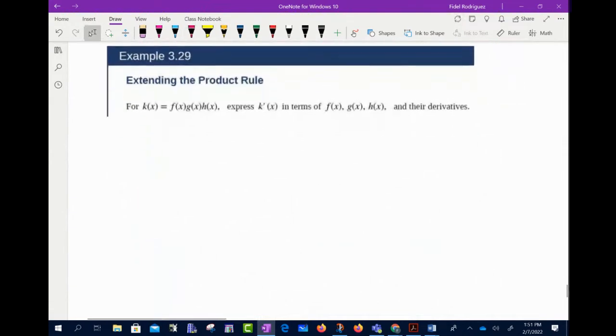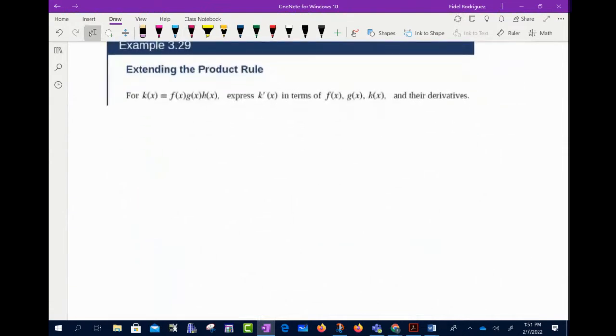All right. So now, y'all, we're going to do something called extending the product rule. So the product rule, we've been doing it when we have how many functions? Two, the first and the second, right? How many functions do we really have here? We got three.